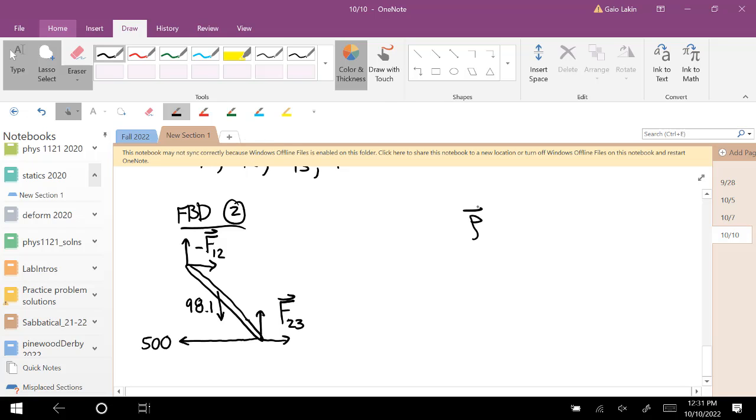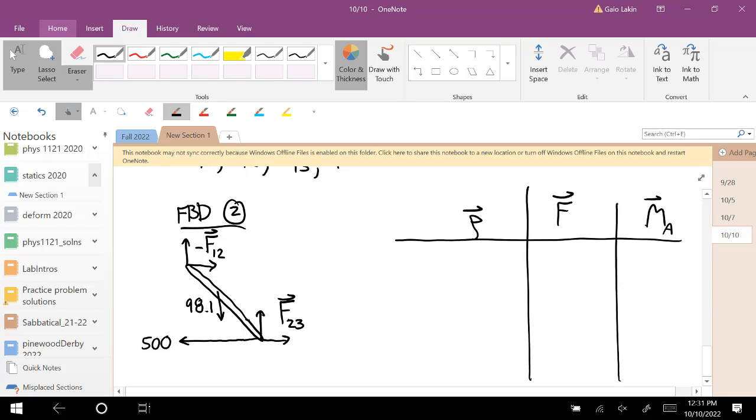Okay, so now the table: rho, force, moment. And for an about point, I guess the easiest place for me would be down here. So first I'll do F23. The about point is 0, 0. The force is F23x, F23y. Cross is 0.